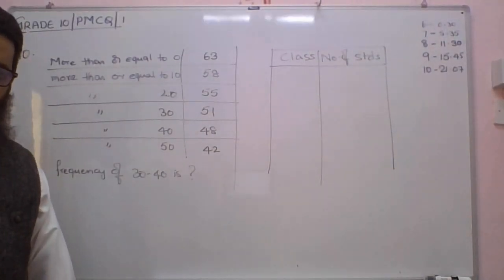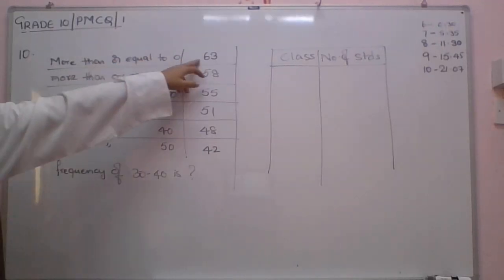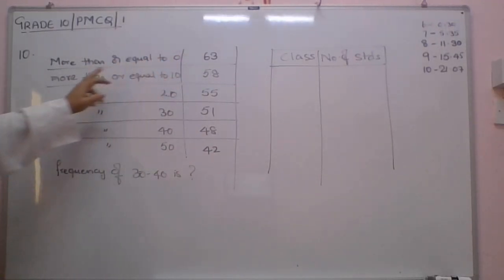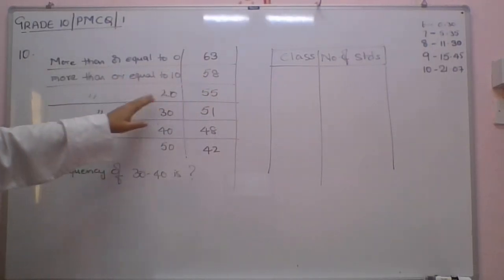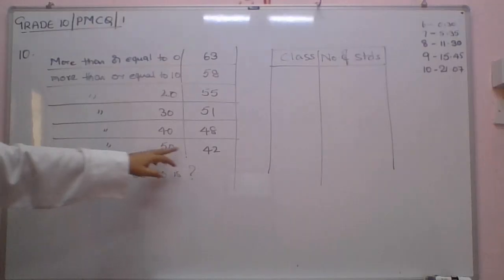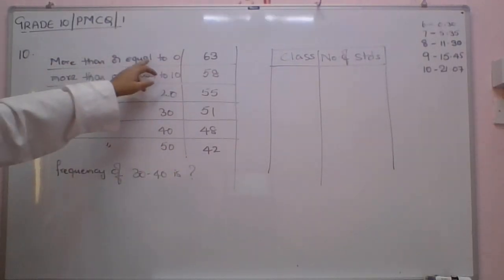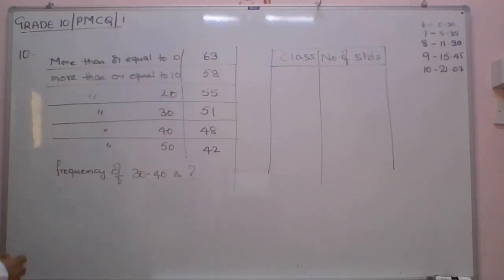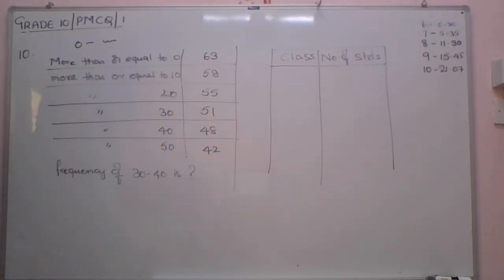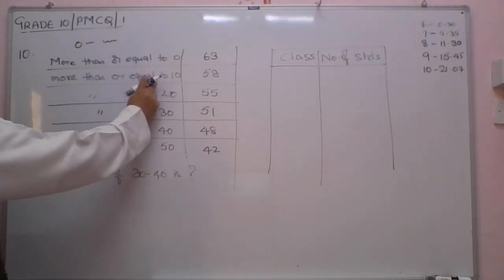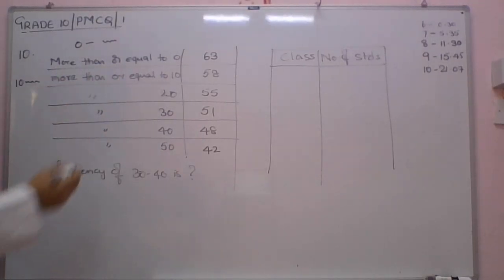So this is a problem of statistics. What is given here? More than or equal to 0: how many students are there? 63. More than or equal to 10: it is 58. And in the same way, more than or equal to every number is given, down to 42. Now let us see. More than or equal to 0 means from 0 to the last number. Understood or not? And here more than or equal to 10 means more than 10 to the last number.